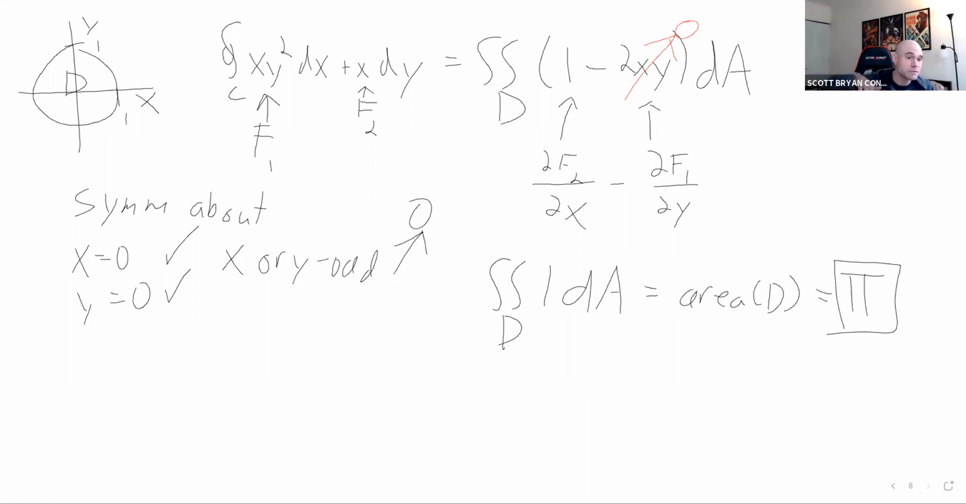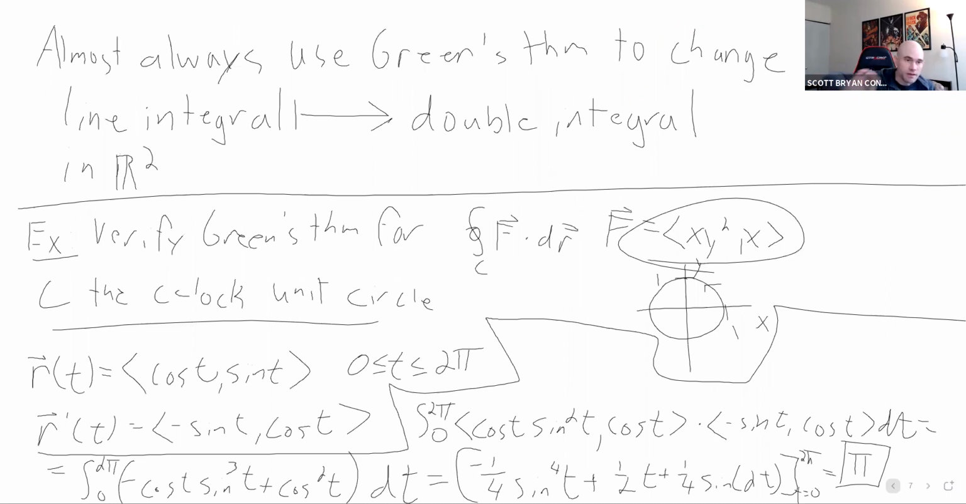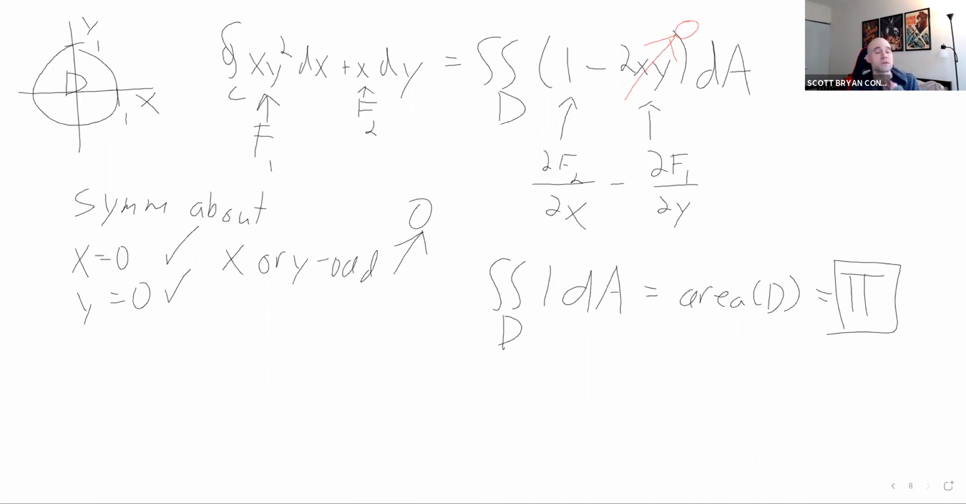We see when we did the double integral, we got pi. And when we did the direct line integral, we also got pi. Notice doing the line integral was more work in this case, and that's almost always going to be true. Doing a line integral is almost always going to be more work than doing a double integral over the enclosed region.